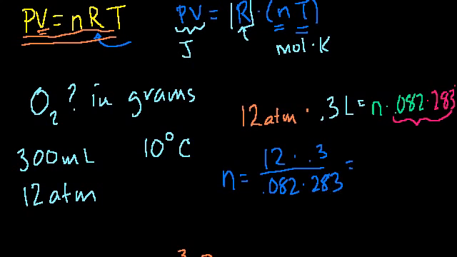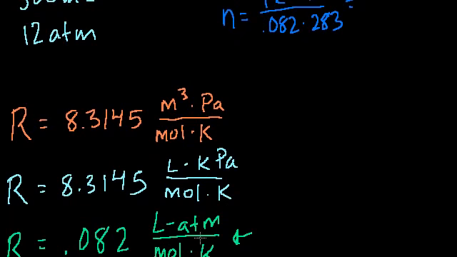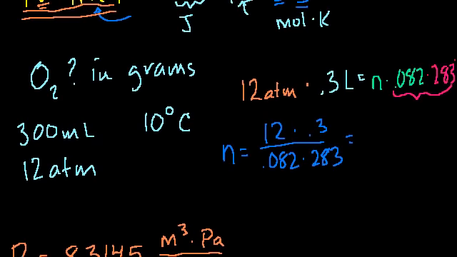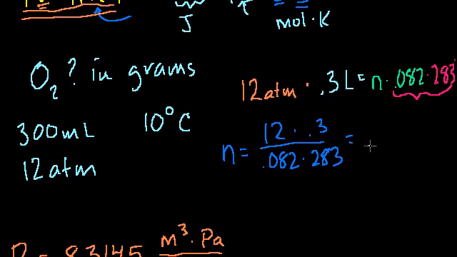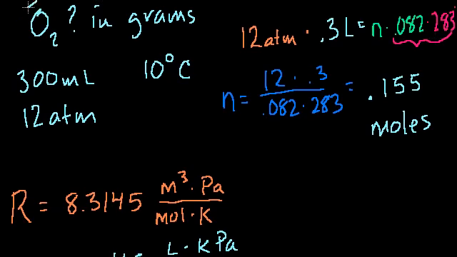And our answer will be in moles. If you want to verify that, you can plug in all the units and use the units for the ideal gas constant. So it's 12 times 0.3 divided by 0.082 divided by 283, which is equal to 0.155 moles.